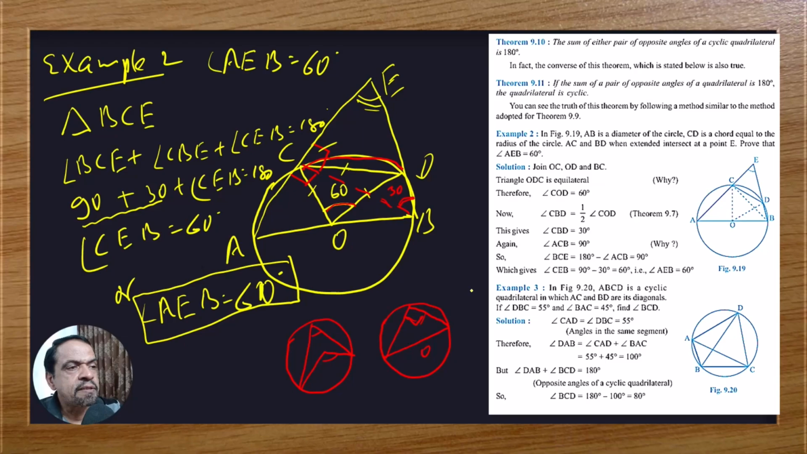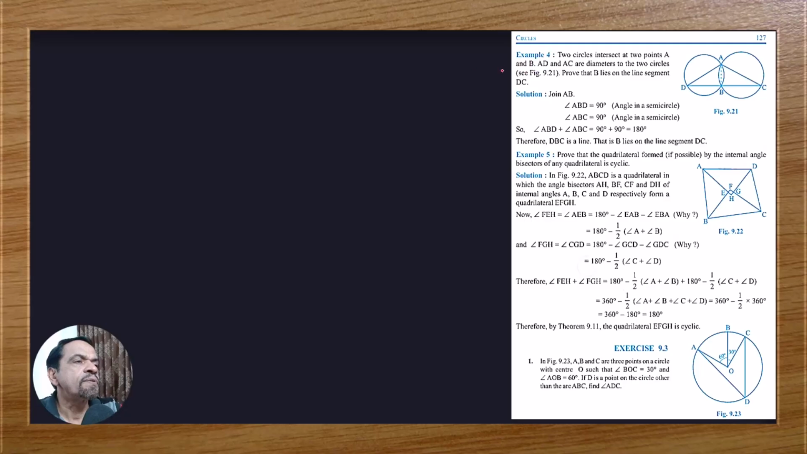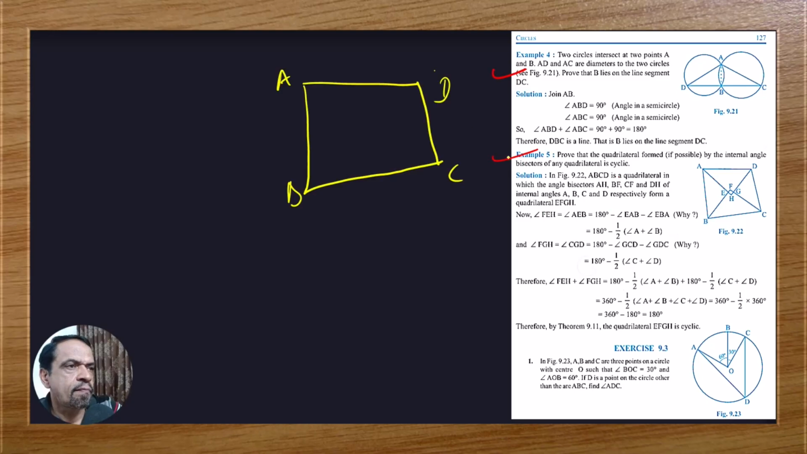Example 3, the solution is very simple, you can see here. Now see, example 4 is also very simple. Example 5 is somewhat tough, so I will explain it here, and this is very important. In example 5, it has been asked to show that the internal bisectors of the angles of a quadrilateral form a cyclic quadrilateral.